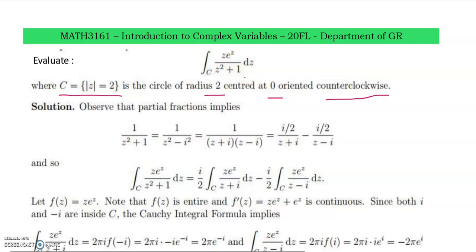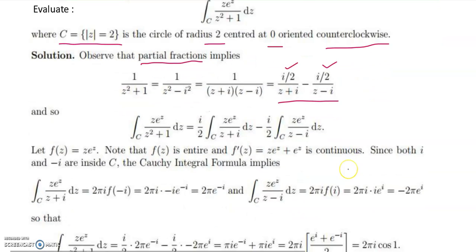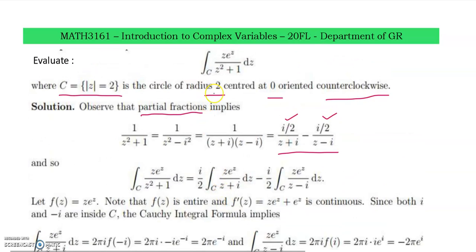So first what we have to do is use partial fractions and divide into two terms. Now you see 1 by z squared plus 1 equal to 1 by z squared minus i squared. Then write this like this. Then you do partial fractions. You can find the value of a is i over 2, the value of b is minus i over 2. Then you can write like this. Now after writing this, we have to split this integral into two parts.